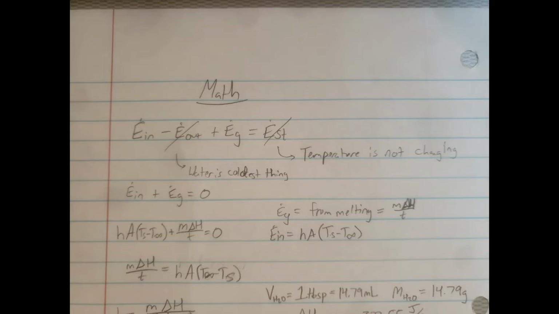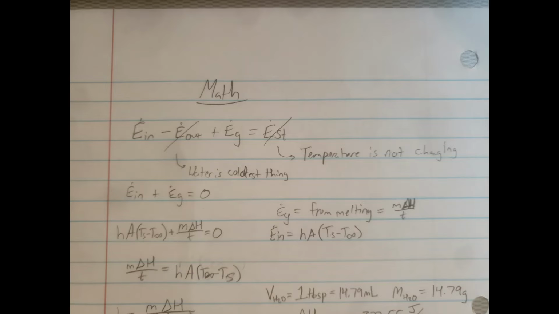So as you can see, because the ice is the coldest part of this experiment, there's going to be no energy flowing out from it, so we are able to eliminate that term. And because the phase transformation occurs at this constant temperature, we are able to eliminate the right side of the equation and make it steady state. So we are left with energy coming in plus energy generated equals 0.